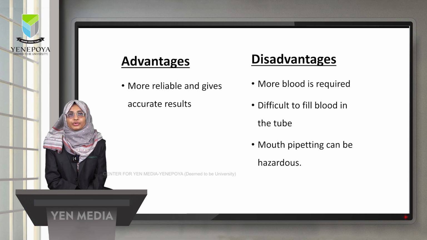The advantage of Westergren method is it is more reliable and gives accurate results. Disadvantages are more blood is required, it is difficult to fill blood in the tube, and mouth pipetting can be hazardous.